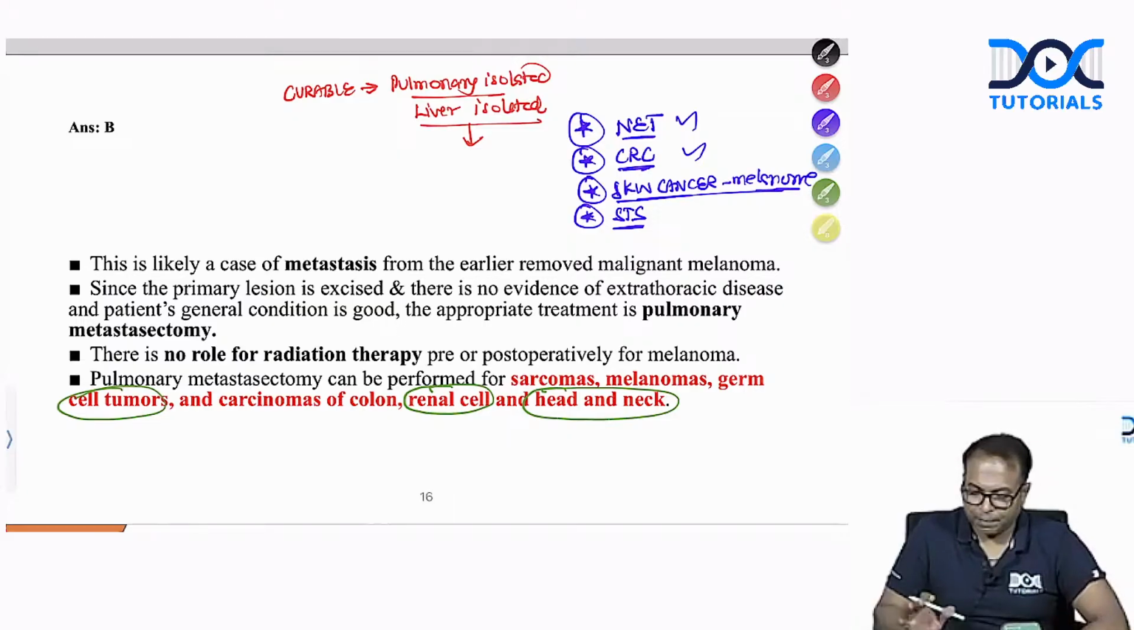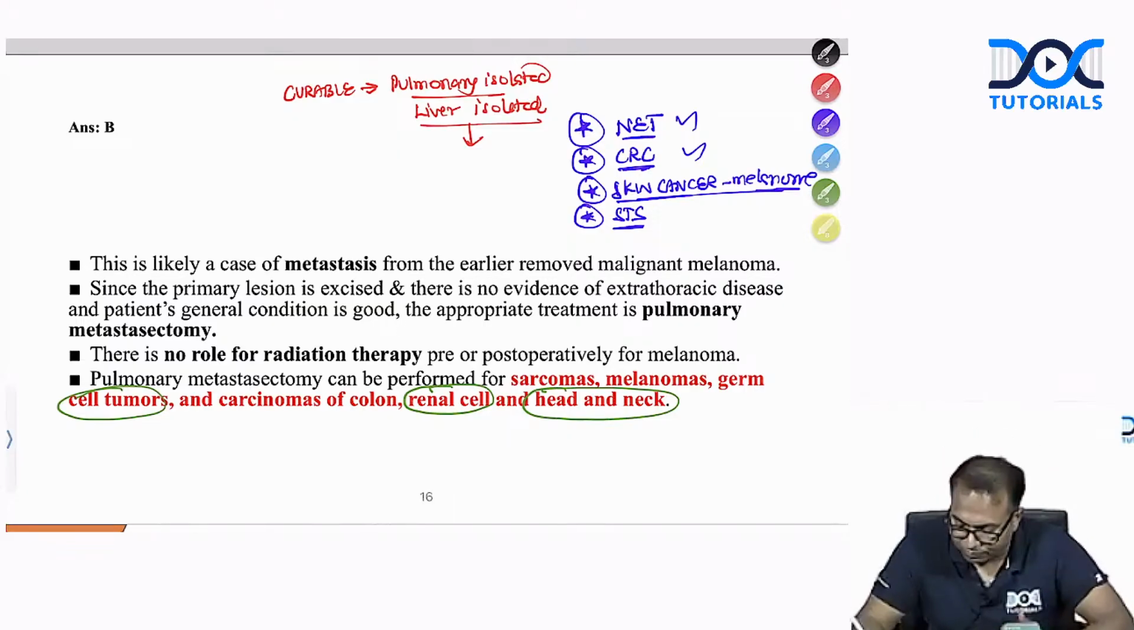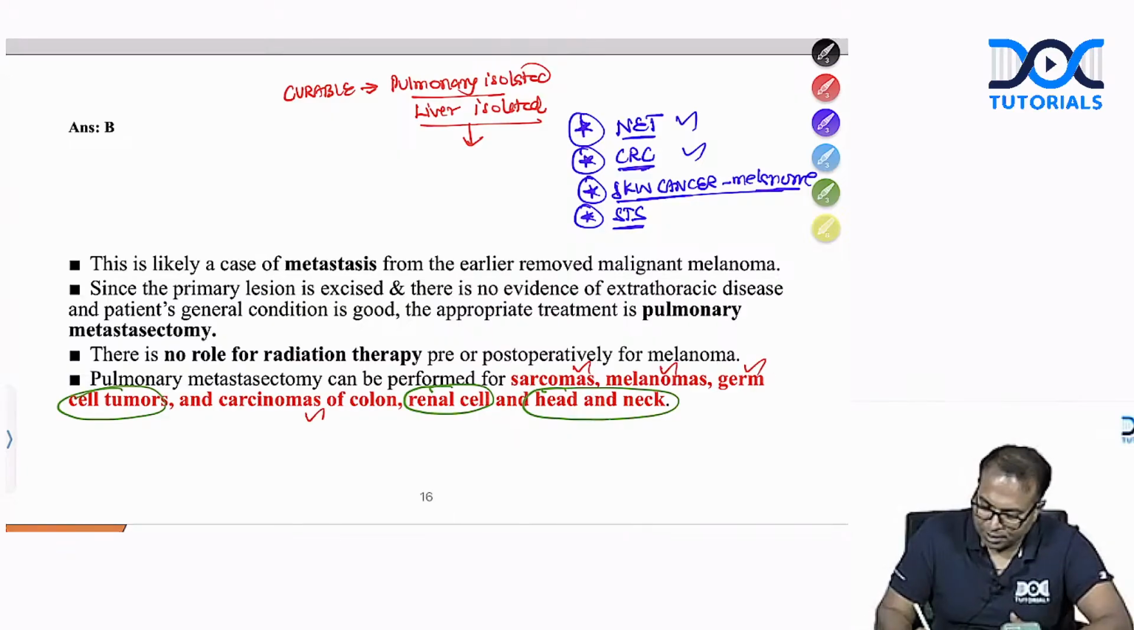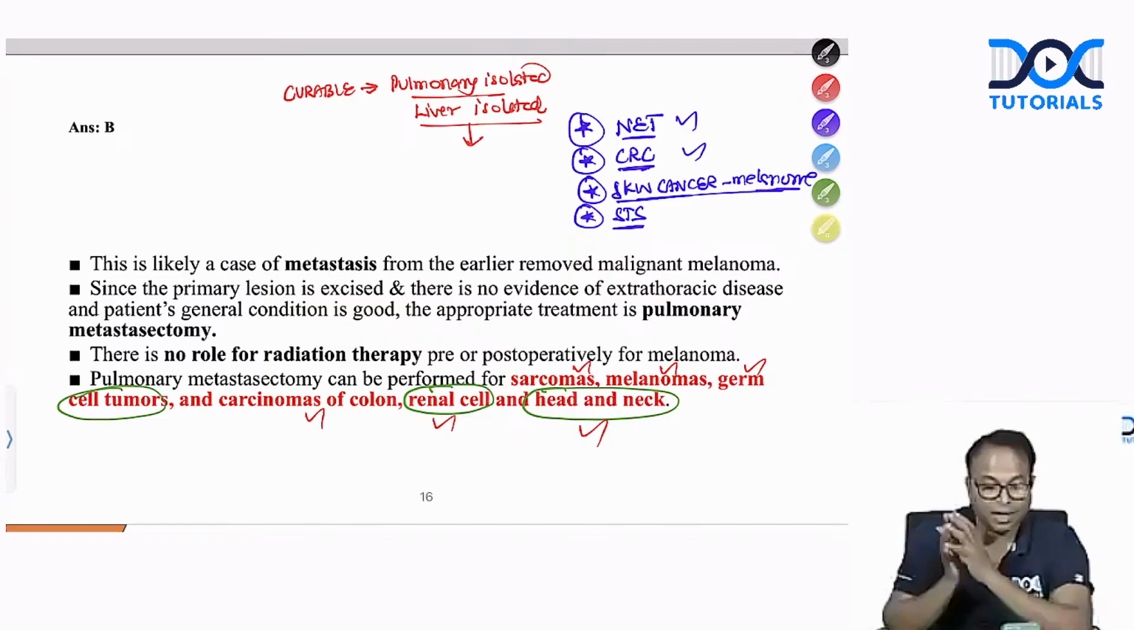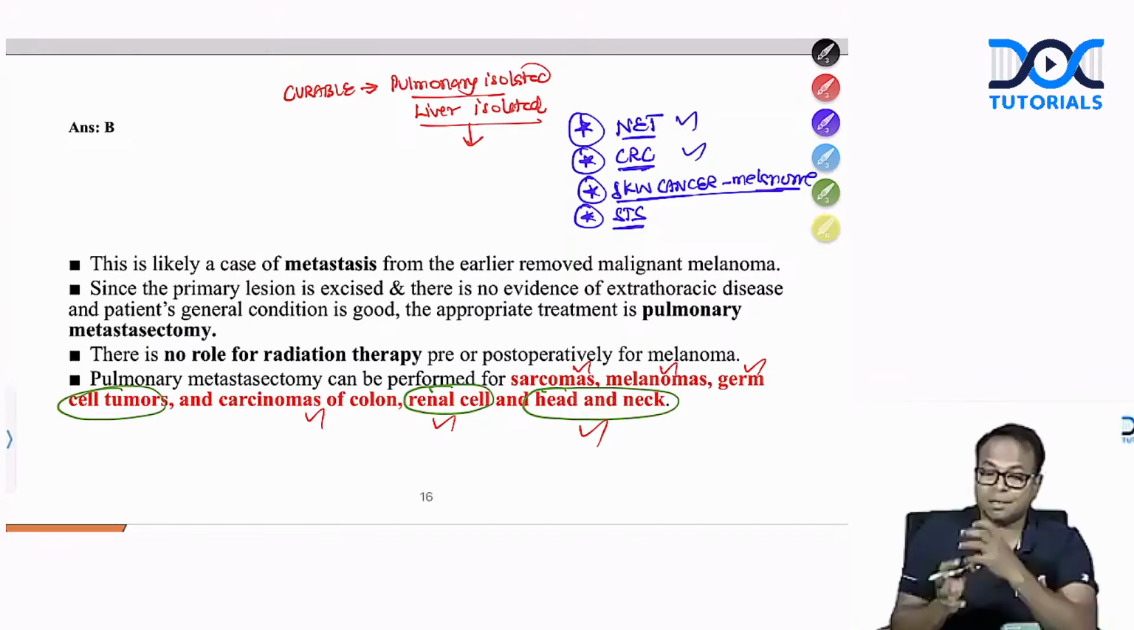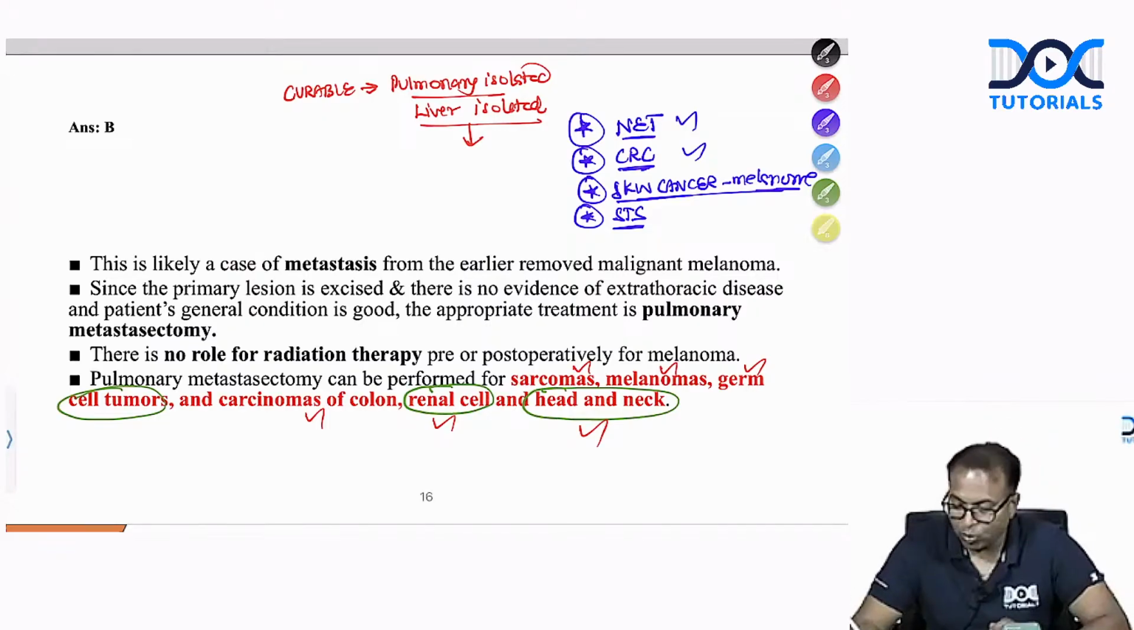So don't forget, pulmonary metastectomy can be performed for sarcomas, melanomas, testicular tumors, cancer of the colon, renal cell cancer, and head and neck tumors. Since the general condition of the patient is good, I can go for pulmonary metastectomy in a melanoma. So I hope you all know about melanoma.